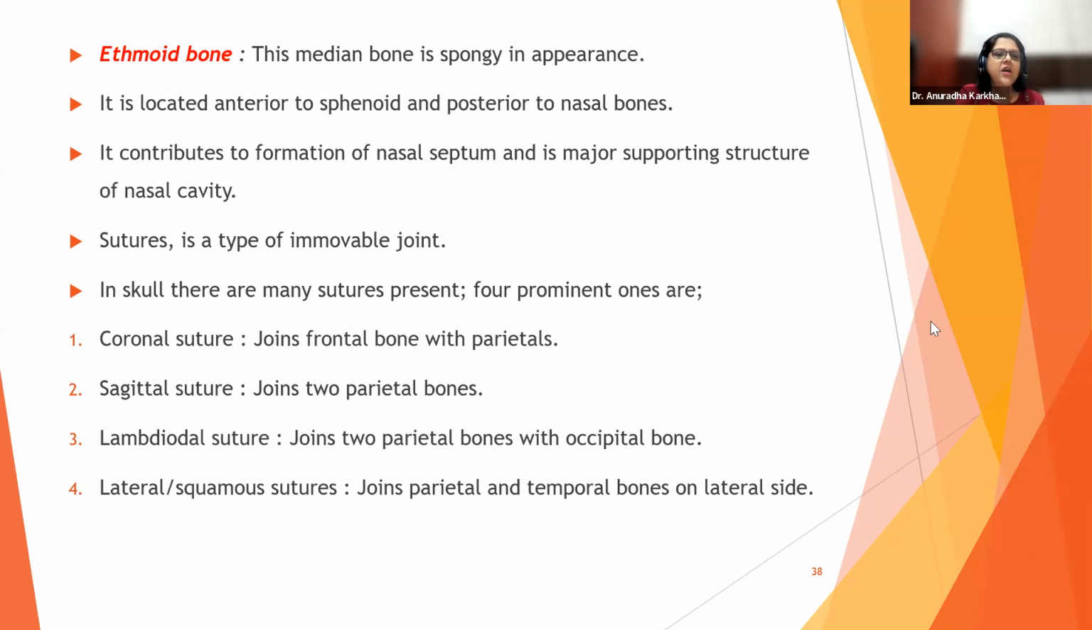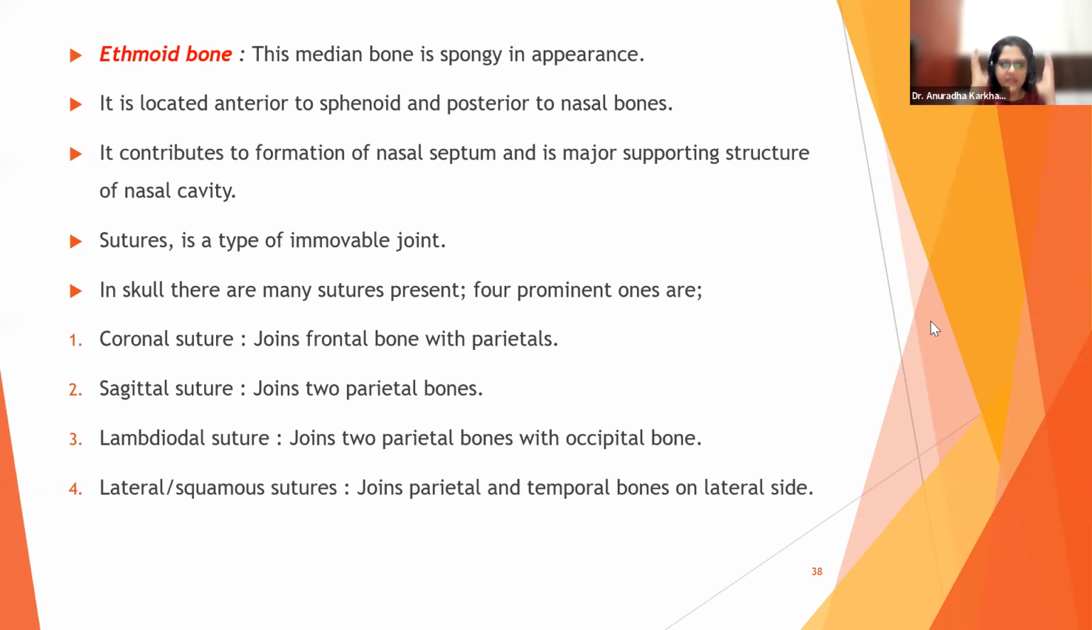Sutures is a type of immovable joint. In the skull, there are many sutures present. 4 prominent ones are coronal suture, crown. अपना crown region जो है ना उसको corona कहते हैं. Corona का मतलब crown ही होता है. So coronal suture joins frontal bone with the parietal. So ये frontal था, ये parietal है. इनको जो join करता है ना उसको हम कहते हैं coronal sutures.